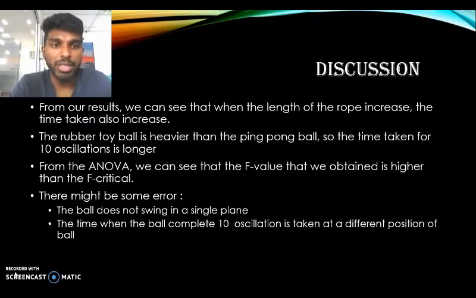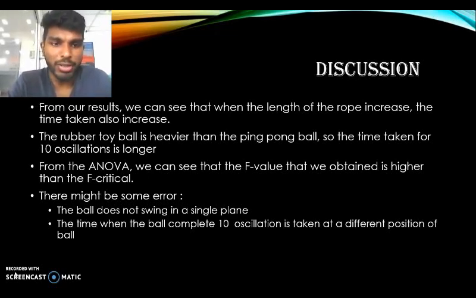Besides that, our second parameter is the type of ball. Over here, the rubber toy ball is heavier than the ping pong ball. So the time taken for 10 oscillations is longer because the mass of the rubber ball is higher. From ANOVA, we can see that the F value that we obtained is higher than the F critical. If you notice from the table earlier, the F value we obtained was higher than F critical. And of course, there will be some errors in our calculation.